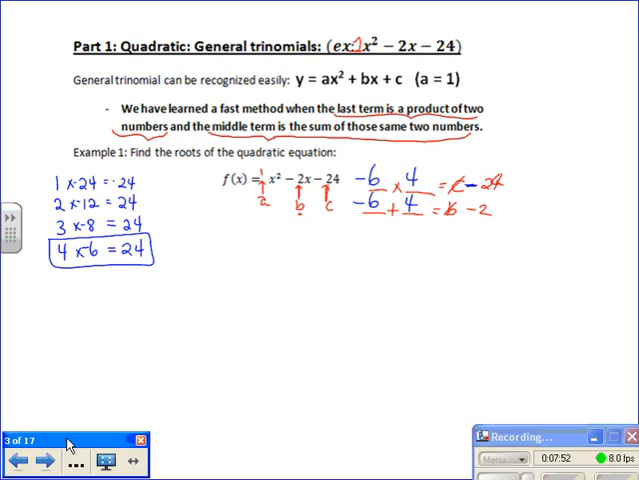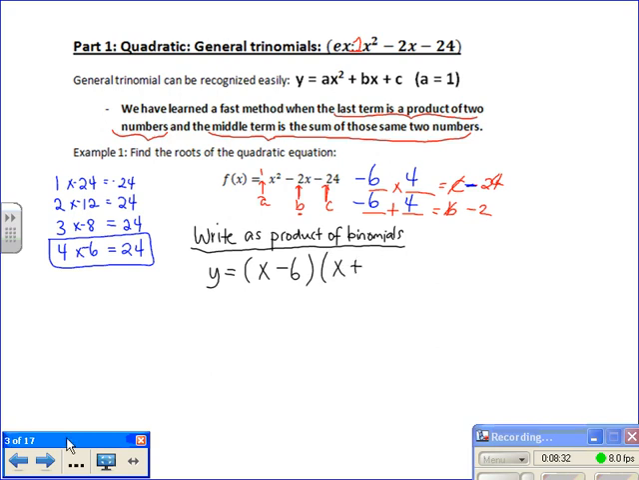So I can now take those factors and rewrite my quadratic equation in factored form, as a product of binomials. Let's write product of binomials, which is the same as factored form. I already know my a value. A is equal to 1. So f of x, or y, it's also fine to say y, is equal to x minus 6 times x plus 4. I've taken my two numbers and put them as part of my factors, and I can solve for the roots now.